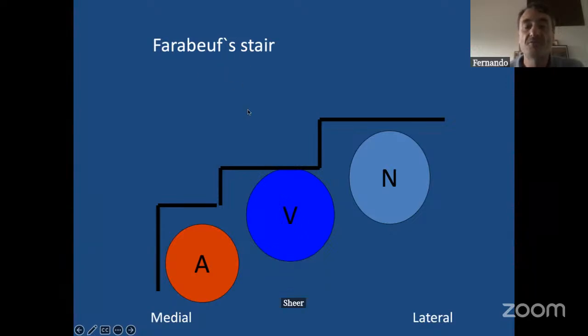And we see that in the posterior thigh region the nerves have no very important relationships, but here in the popliteal fossa the nerve has very important relationships. The nerve is in relation with the popliteal vein and artery in an arrangement called the Farabeuf stair in the French literature, because we can see a stair in the arrangement of structures from medial and deep to lateral and superficial: the artery, the vein, and the nerve.